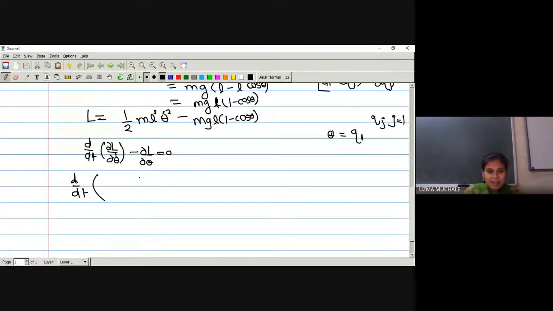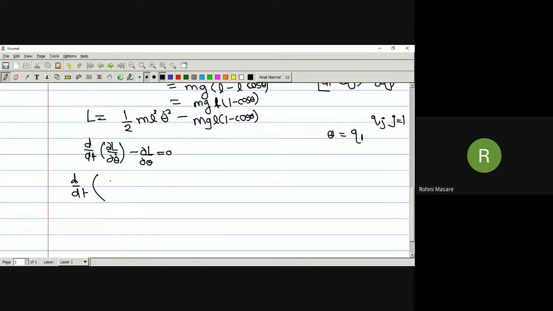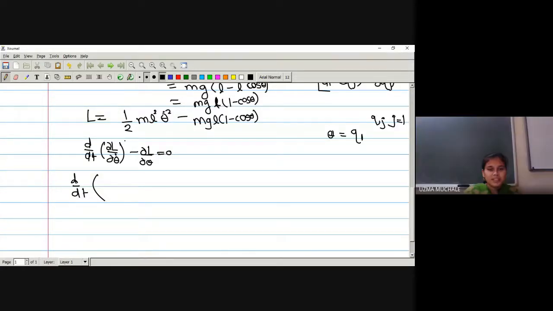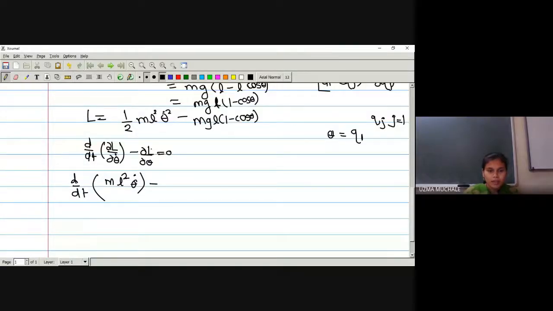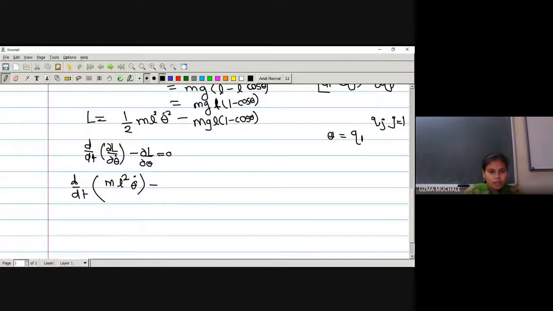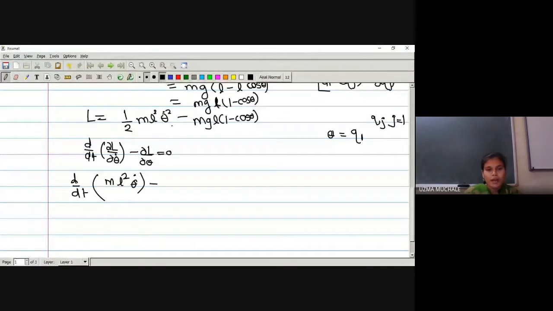Yes, m L square theta dot, because the 2 gets cancelled. m and L square are both constant. This 1 by 2 and this 2 theta dot, so the resultant is simply m L square theta dot, as the 1 by 2 and 2 get cancelled. Minus the derivative of L with respect to theta. If you are going to find the derivative of L with respect to theta dot, you have to only look at the term where you have theta dot.